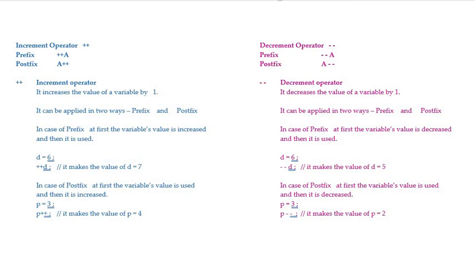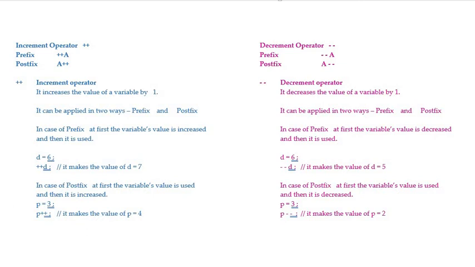Now, when the increment operator is applied on a variable, that variable's previous value gets overwritten by the next value. That means if I have 6 in D, then after I write plus plus D, the value of D will become 7. Now, there is something called postfix and prefix of the increment operator.